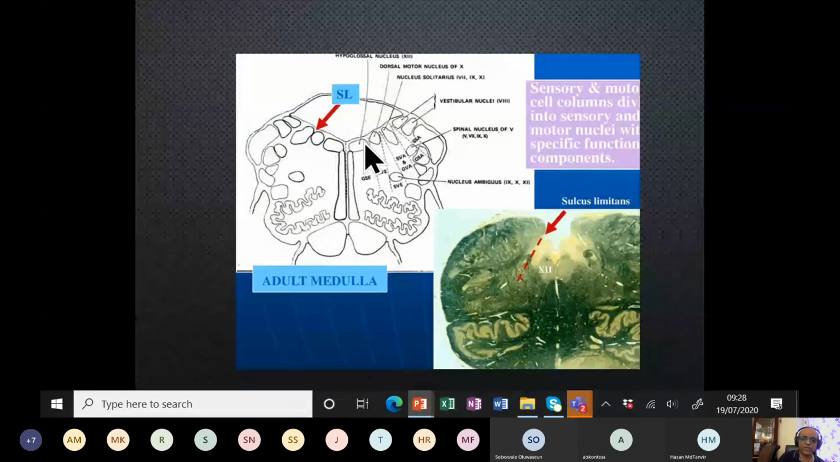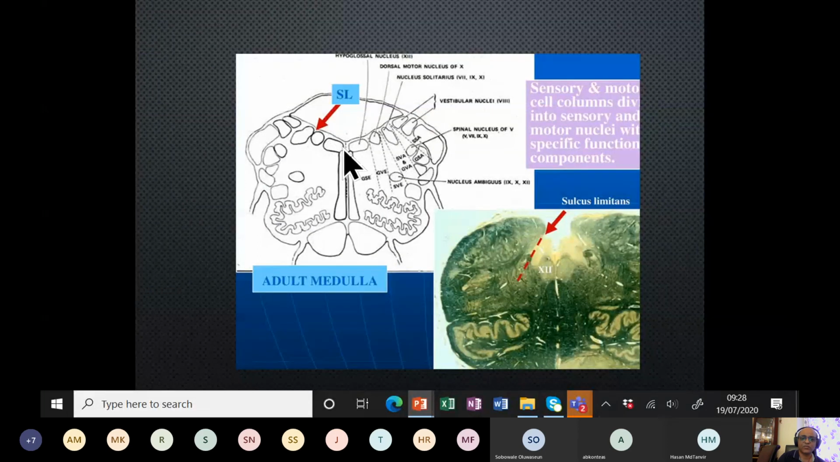So you have got the 12th nerve, the facial nerve, the oculomotor nerve complex, all of which are the motor nerves, which are more medial, whilst the cochlear nerve, the vestibular nerve, which are more sensory nerves, are going to be more lateral. So you can see the same pattern that develops within the brainstem as is in the spinal cord.